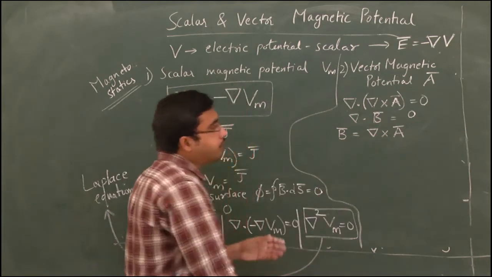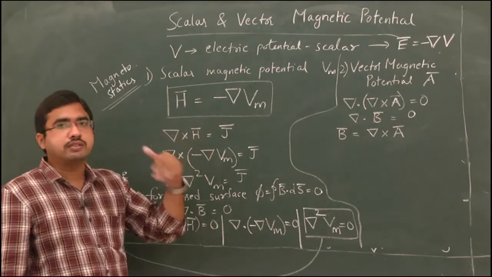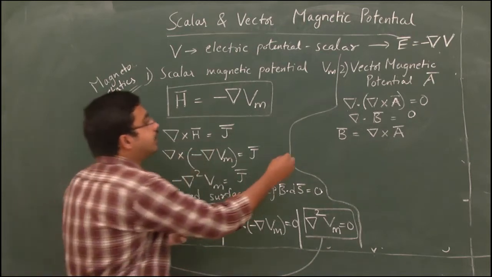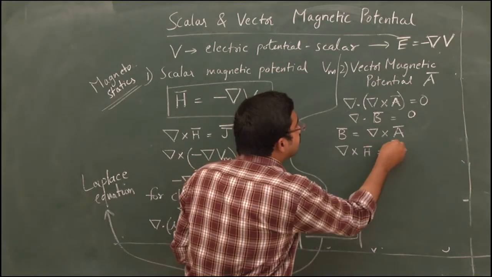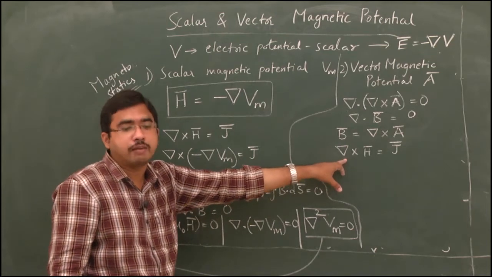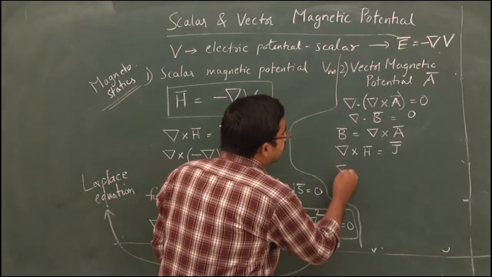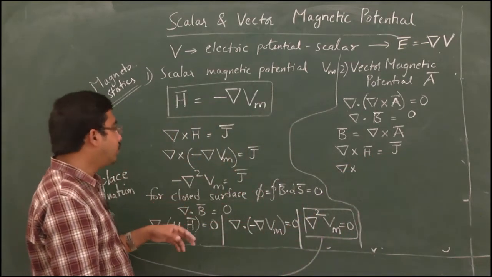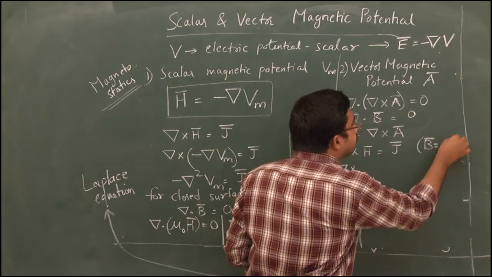Okay. Next, from the curl equation, that means point form of Ampere's circuital law, we know that del cross H bar is equal to J bar. This is from which equation? Point form of Ampere's circuital law. Where H bar can be written as, because we know that B bar equal to mu naught into H.